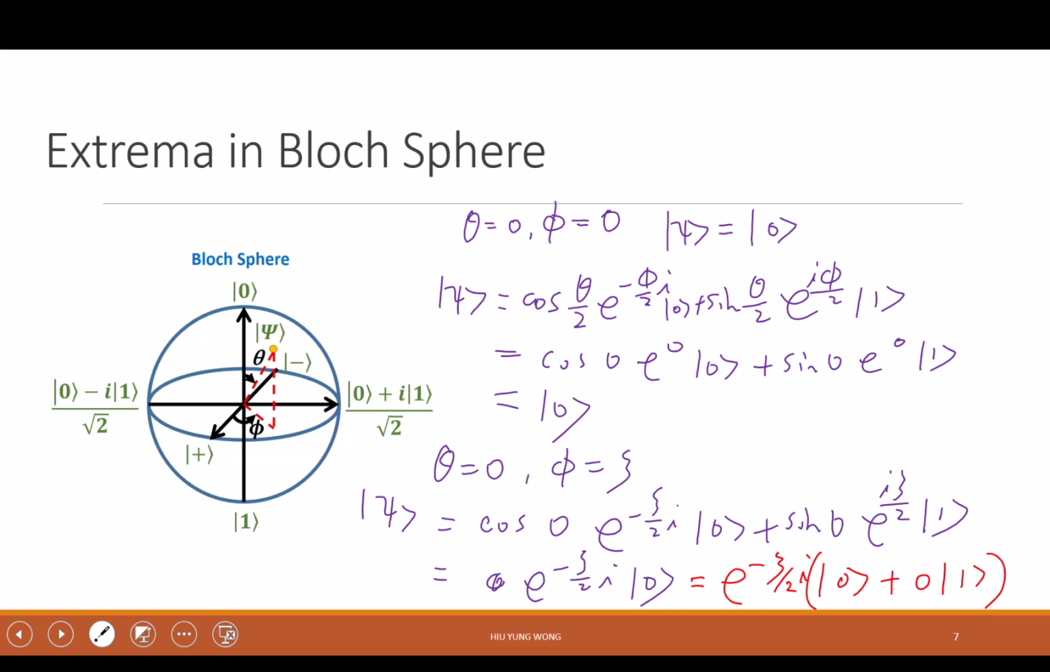Yeah, they have different phase. We cannot distinguish them by physical measurement. Yes? That's the same question, right? Can we distinguish these two states by using some measurement? We cannot, unless we introduce another qubit to do interference. Okay.